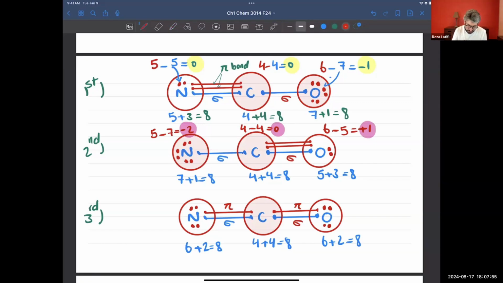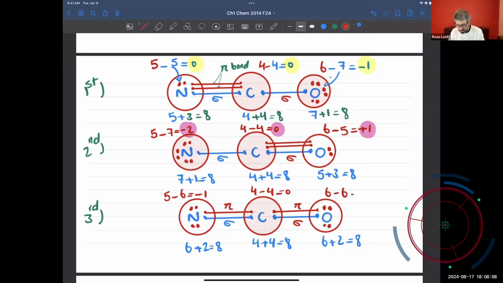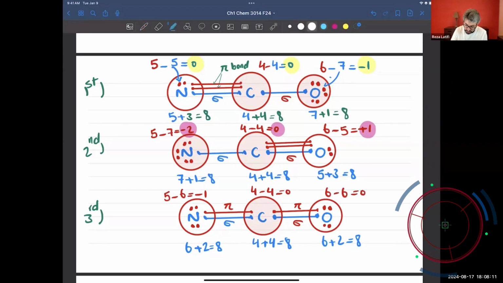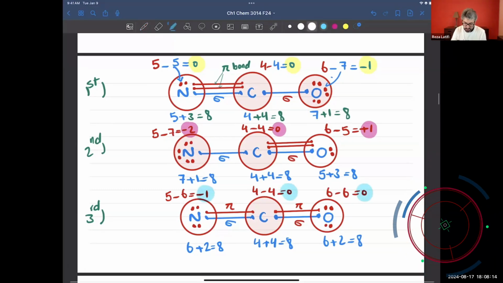Okay, next. Nitrogen is a group 5. I see 6 electrons around it. It will be minus 1. Carbon, 4 minus 4, 0. Oxygen, 6 minus 6 electrons around it, 0. Okay, again, let's highlight the charges. 0, 0, minus 1.